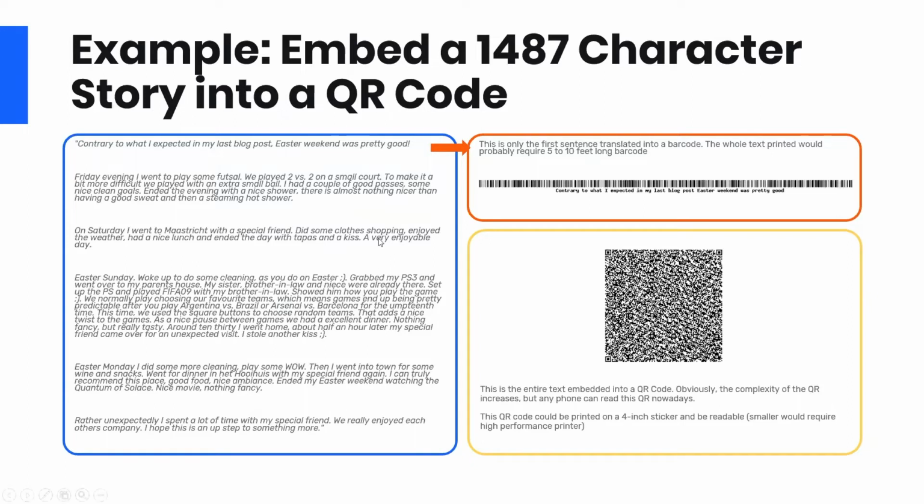So on the left side, there's a random text from a blogger. Then I tried to translate this text into a barcode. As you can see on the top right corner, translating only the first sentence already generates a very long barcode. It's probably a little bit small, but that's only the first sentence here. I estimated that if I were to translate the whole story and print it on paper with enough resolution so that a scanner could scan it, the barcode sticker would probably be 5 to 10 feet long. On the bottom right corner, you can see the entire story fitting into a QR code. Obviously, you cannot print that on a half inch sticker unless you have a very, very high performance printer. But this QR code will be fine if printed on a 3 to 4 inch sticker, for example. Still big, but much better than a 10 feet long sticker. Wouldn't you agree?